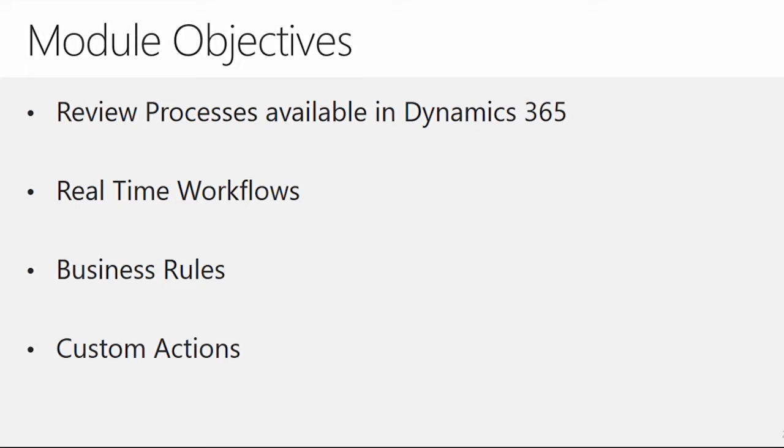And so what we want to do in this module is really look at the ways that you can extend Dynamics 365 functionality within the context of what's built into the application, using things like business process flows, real-time workflows, custom actions. And so we really want to review what are the different processes that are available inside Dynamics 365 and how could those potentially be leveraged to move you forward.